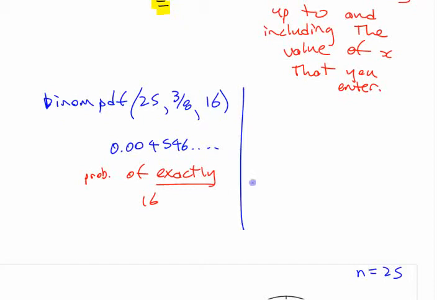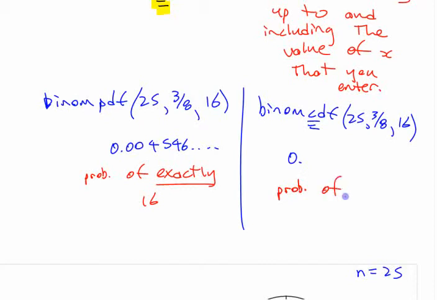If you put in binom CDF and those same numbers, what does it give me? It's going to give me a much bigger number here. It's going to give you 16 and under. Everything 16 and under, all added together. This is the probability of up to and including, the sum of all the cases up to 16. Yes, at most 16, or 16 or less.